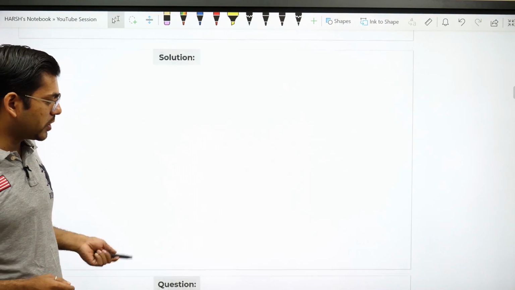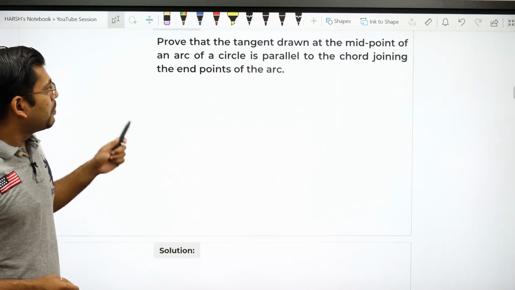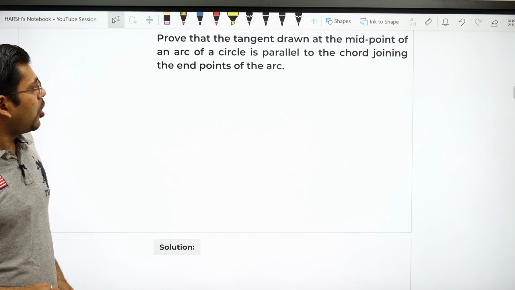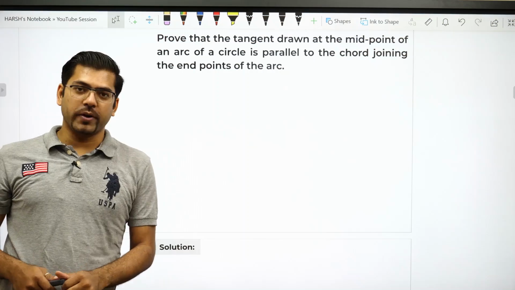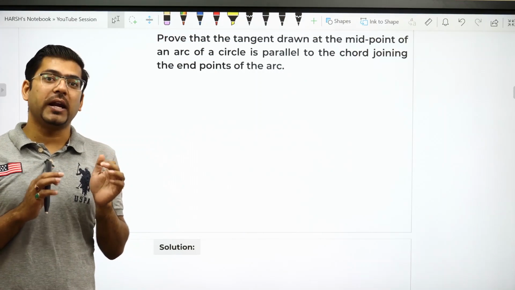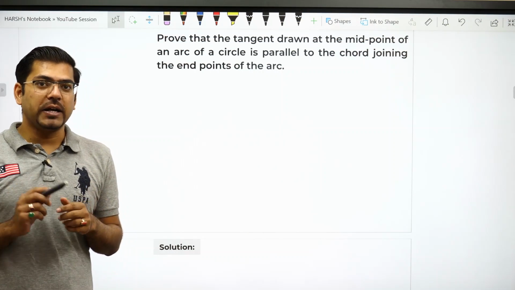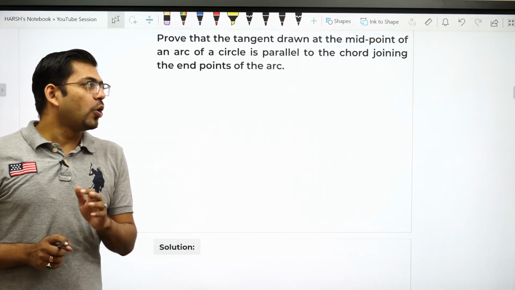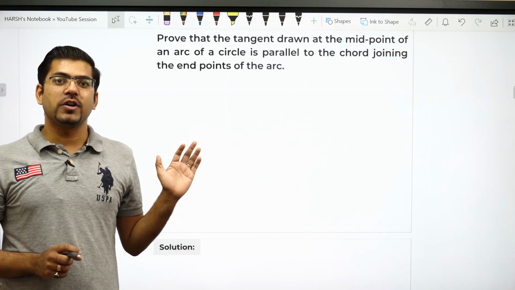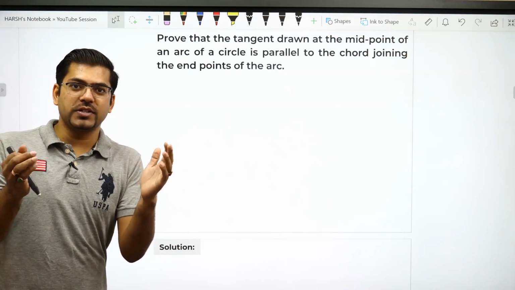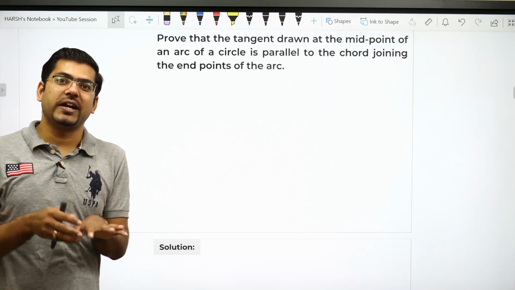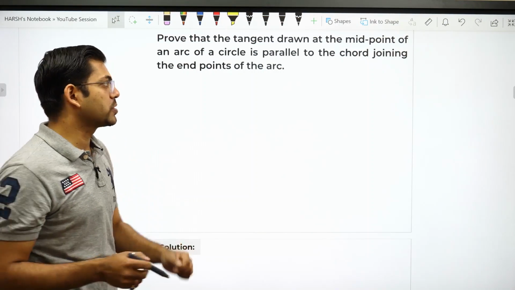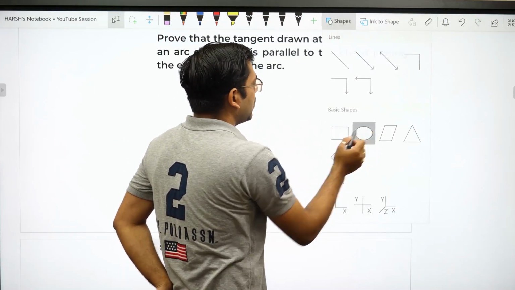I guess you would have understood this. Prove that the tangent drawn at the midpoint of an arc of a circle is parallel to the chord joining the end points of the arc. You would have seen this question many times, again I am telling. But let me tell you, most of the guys do not know how to prove this question, because everyone knows that yes, it will be parallel, but no one knows how to write this. So I'll tell you the steps how to write this question. Let us solve this question first.